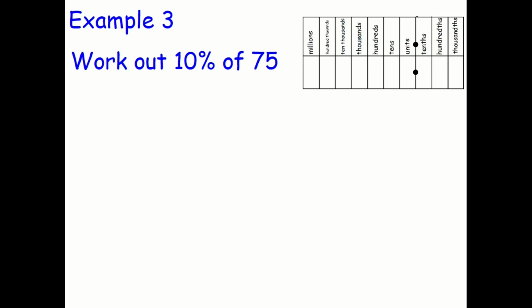Example 3, work out 10% of 75. So let's put 75 in the table, and let's jump each digit one column to the right. Well, the 7's going to go there, and the 5 is going to go there, which means that 10% of 75 is 7.5.